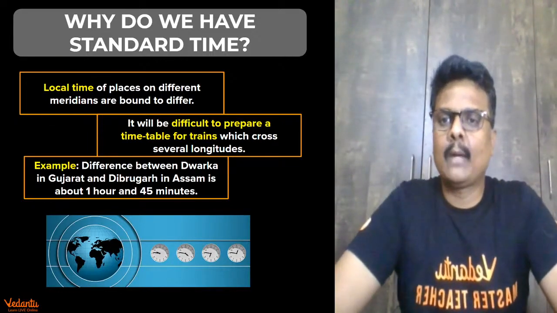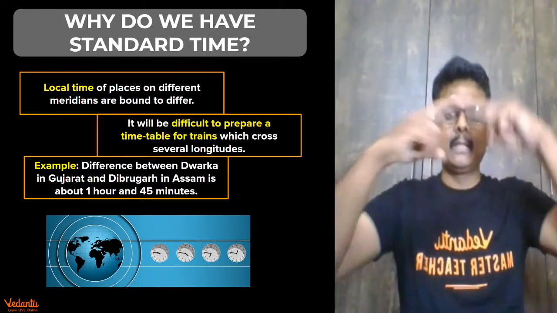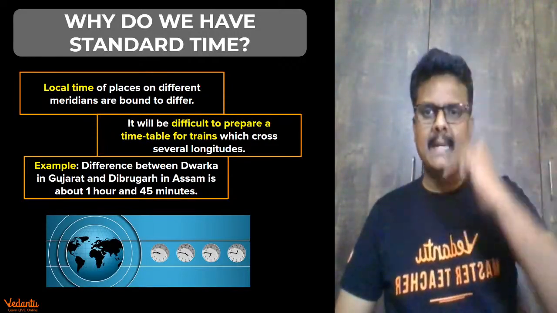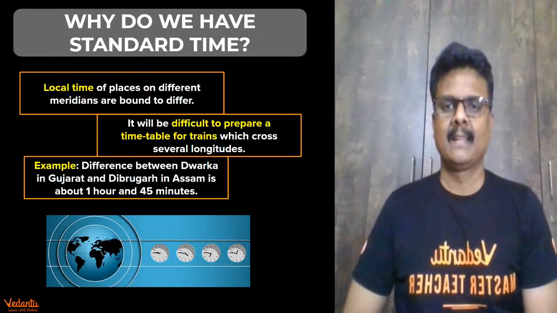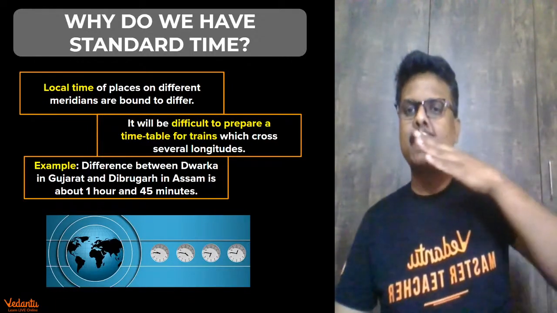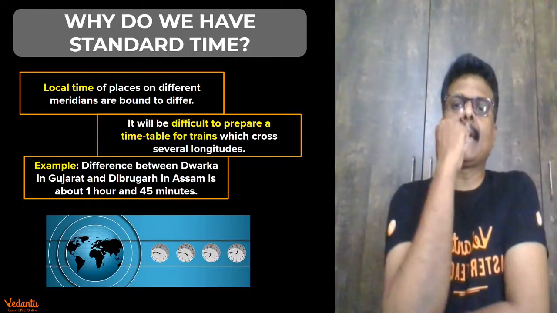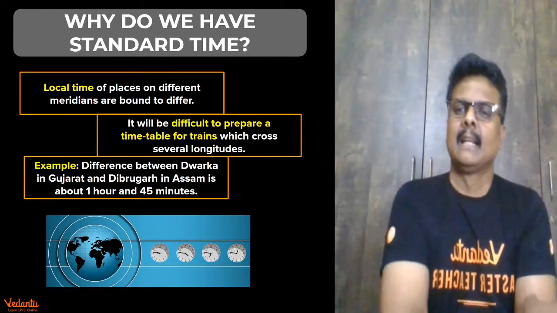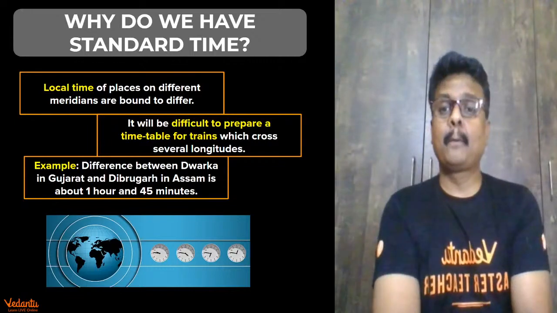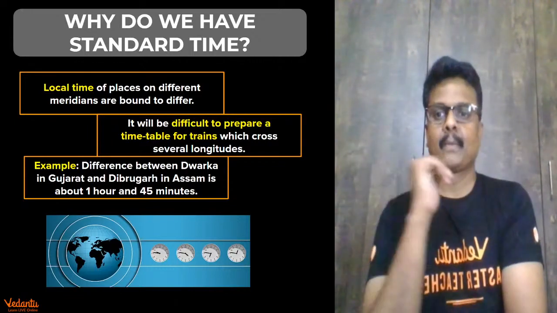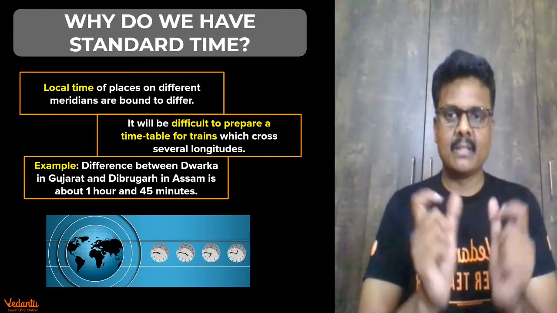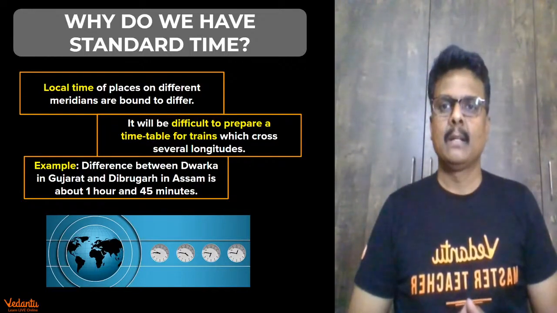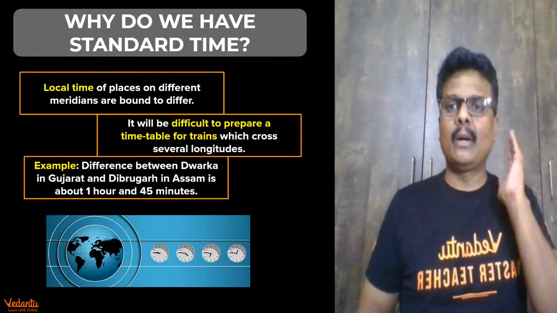Okay, guys. Now, look. Local times of places, depending on the meridians, will be different everywhere. In different meridians, the time will be different locally, right? If a train is going from one meridian to another, how can you fix a timetable chart? There is a beautiful example they have given. The difference between Dwarka in Gujarat and Dibrugarh in Assam, which is on the border, is 1 hour and 45 minutes as per the meridian. So how can we handle that? You can't keep a timetable for that, right?